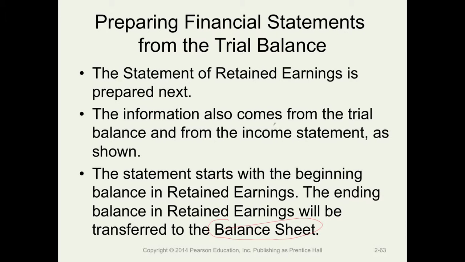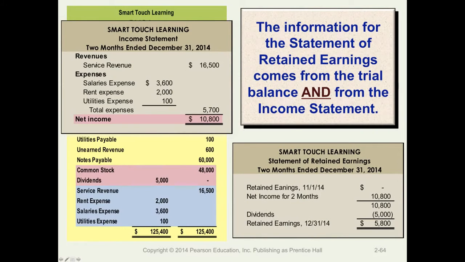So remember, this is the concept of articulation. Net income from the income statement goes to the statement of retained earnings, and then the retained earnings will go to the balance sheet. So let's see what we need to do in order to prepare the statement of retained earnings. Now again, there's no balance here of retained earnings. So we begin the company on November 1st. There's no retained earnings. Income from the income statement is going to the statement of retained earnings.